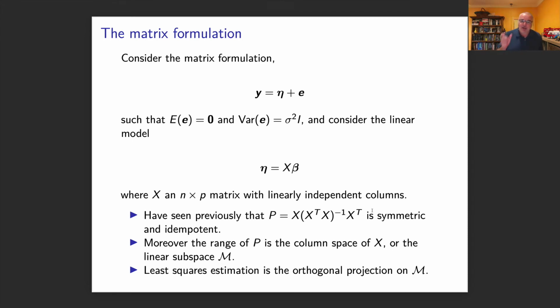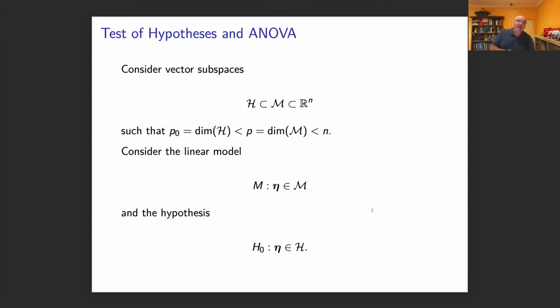That function, x (x transpose x) to the minus 1 x transpose, when applied to any y, will project it down into our subspace defined by x beta. We did it with calculus, we've done it with linear algebra, but we're now seeing that this abstract subspace version still works. How could we use this even further? Well, now we've got this Rn and we had a subspace. We can consider an even smaller subspace, which we'll call H. So I've got subspace H that lies inside M, which lies inside Rn. P0 is the dimension of H, which is smaller than P, the dimension of M, which is smaller than n.